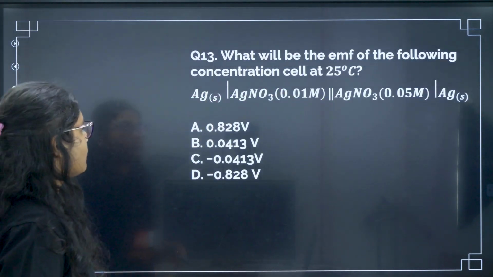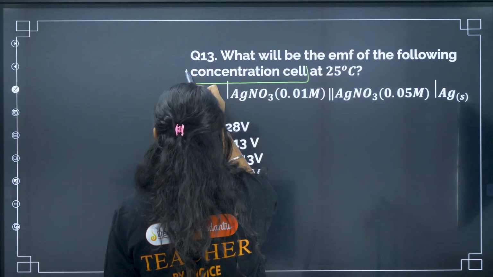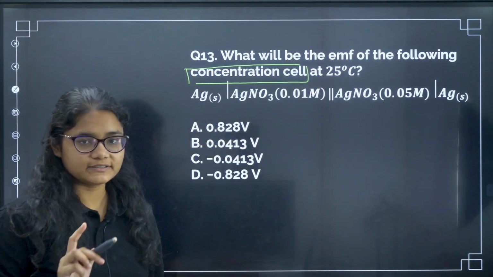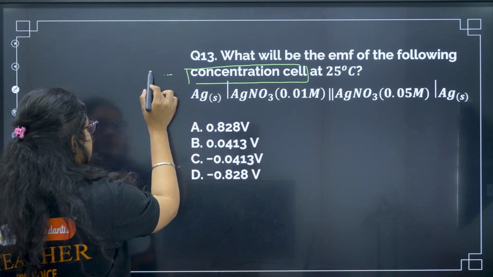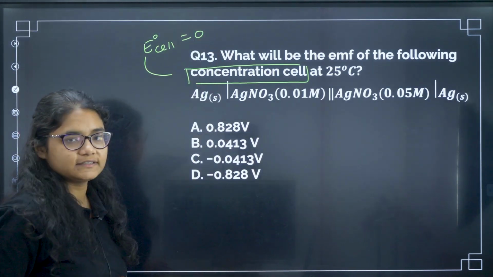Okay. Next, what will be the EMF of the following concentration cell? Very, very important term, concentration cell. You have to remember for any concentration cell, E naught of the cell is always equal to 0, right?